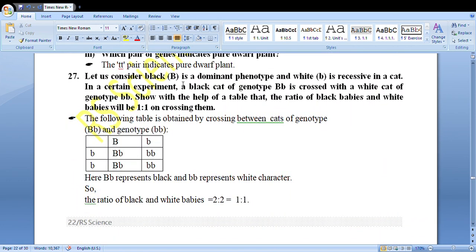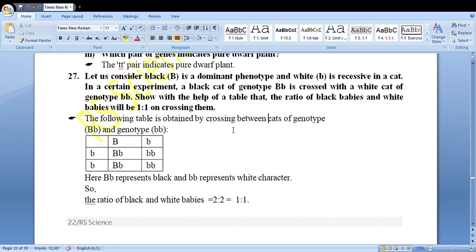Let's consider that capital B is a dominant phenotype and small b is recessive in a cat. In a certain experiment, a black cat of genotype Bb is crossed with a white cat of genotype bb. The result, shown with the help of a table, is that the ratio of black babies and white babies will be 1:1 on crossing them.